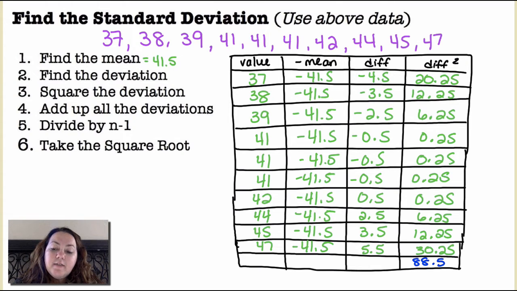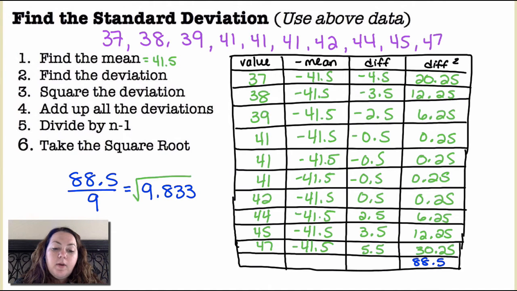And then I'm going to take that value and divide by n minus 1 and take the square root. Well, I had 10 values, so n minus 1 would be 9. And then I get 9.833. 9.833 would be the variance. If I want the standard deviation, I take the square root of the variance, and I get 3.136.